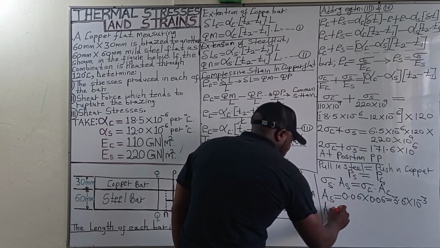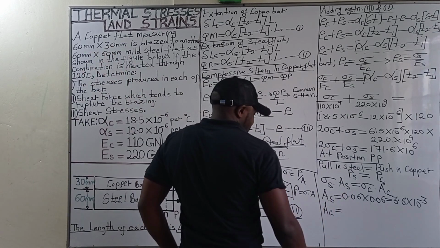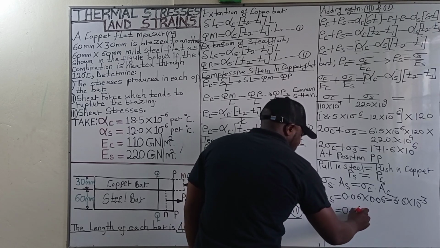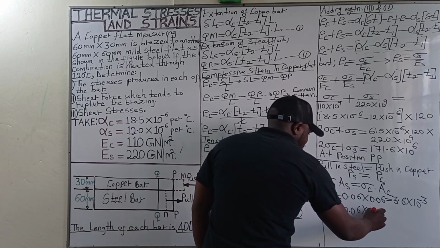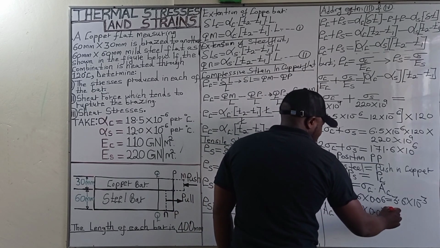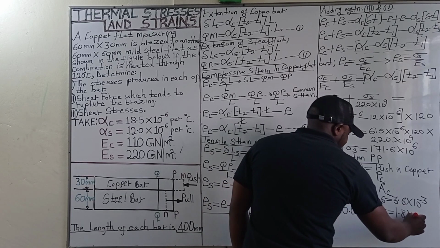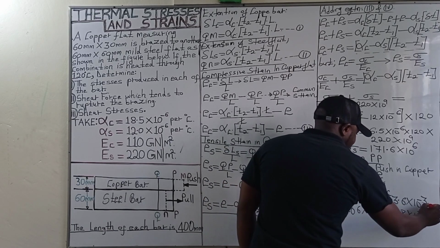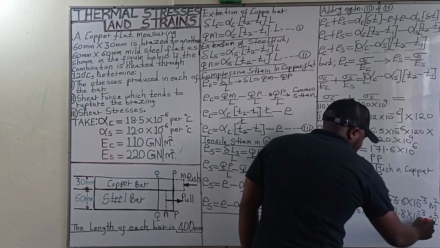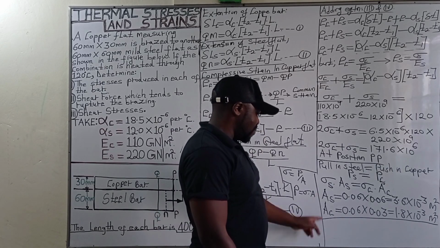The cross-sectional area of copper, on the other hand, that is 60 by that. Convert to meters, 60 millimeters, that is 0.06 meters. 30 millimeters, convert to meters, 0.03 meters. And this is going to be 1.8 times 10 raised to the power of -3. Both of them square meters. So we got the cross-sectional areas of the two.